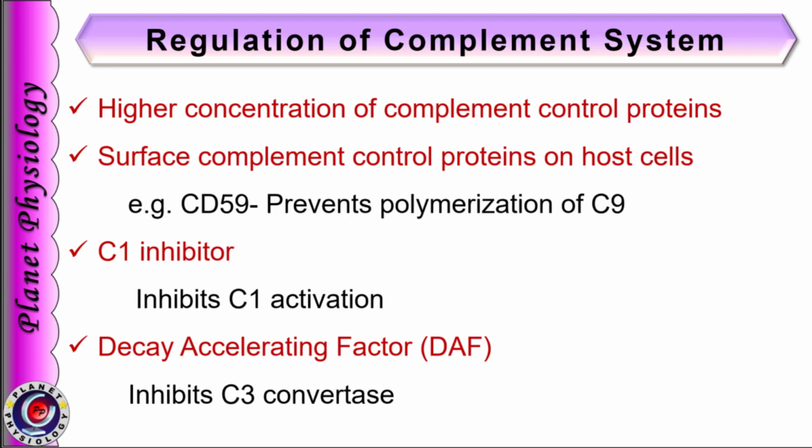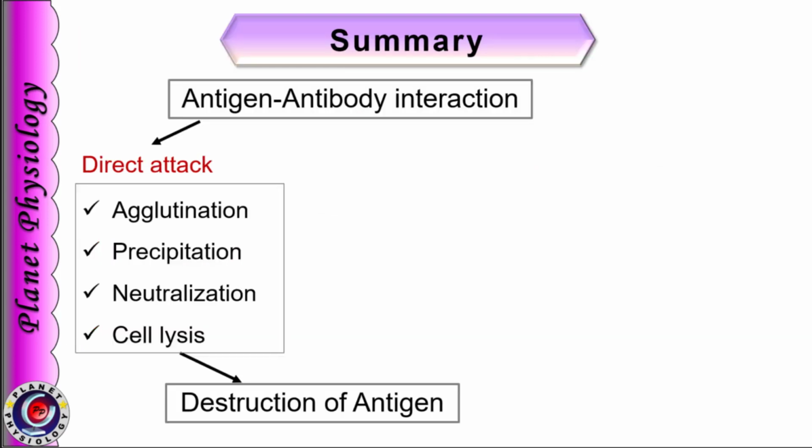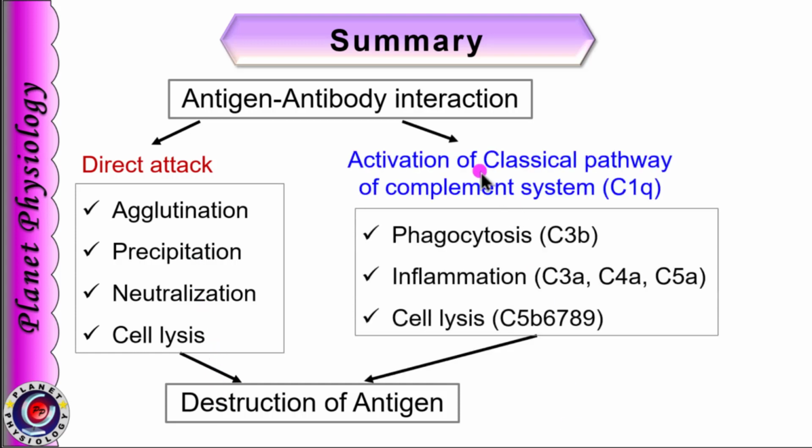So here we finish with the complement system. Let us quickly summarize the important points. Antibodies bind with specific antigens and can directly inactivate them by various processes like agglutination, precipitation, neutralization and cell lysis. Indirectly, antibodies can activate classical pathway of complement system by binding with C1q protein. Products of complement system either stimulate phagocytosis to clear antigens and damage cells, initiate inflammatory response to attract additional phagocytes to resolve the infection, or form lytic complex to destroy antigen.